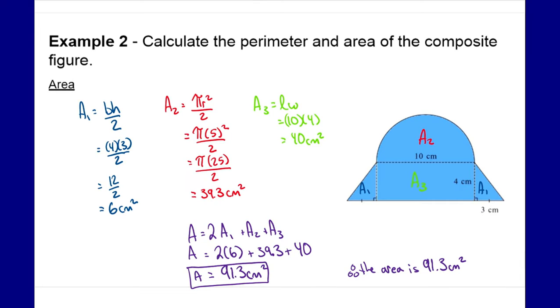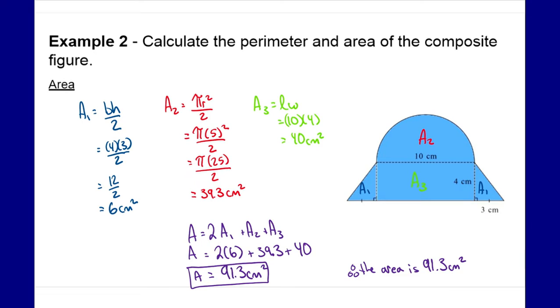So again, nothing new in terms of formulas. We should have seen those formulas before. We have the formula sheets that will be able to give us those formulas so we don't have to memorize them. But the idea is that we have to break up our composite figures into those basic shapes, which will then allow us to calculate the area of those basic shapes. And then we're going to just add them up to get our total area.